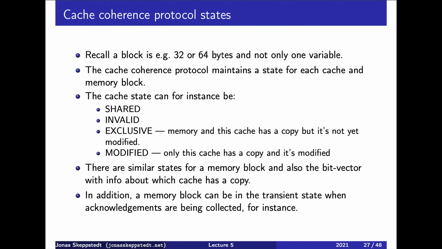Okay, so the cache coherence protocol has a state for each cache and memory block. And for the cache, it can, for instance, be these 4 states: shared, invalid, exclusive, and modified. Okay, so what do they mean? Shared means that this cache and possibly some other cache have another copy. It's not certain that the others have a copy, but at least this is a read-only variable for the time being. I mean, if the processor wants to modify this variable, I say variable, but I mean cache block, then it has to request write to modify it.